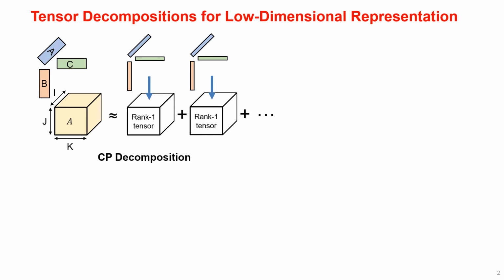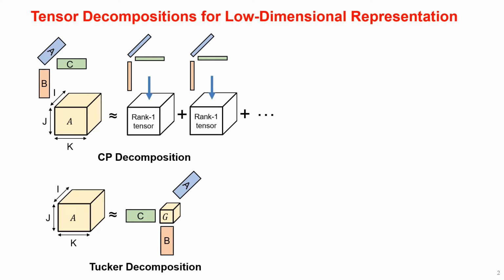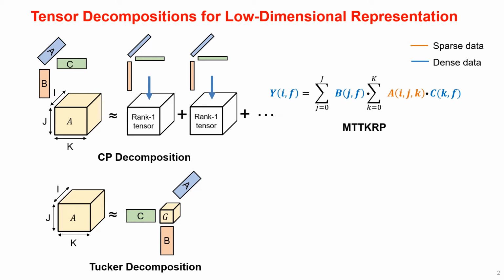Two most commonly used tensor decompositions are CP decomposition, which represents a tensor as a summation of rank 1 tensors, and Tucker decomposition, which represents a large tensor using some factor matrices and a core tensor. CP decomposition and Tucker decomposition primarily consist of MTTKRP and TTMC kernels. In MTTKRP, a sparse tensor is multiplied with two dense matrices to get a dense output matrix. And in TTMC, a sparse tensor is multiplied with two dense matrices to get a dense output tensor. Thus, MTTKRP and TTMC live at the heart of tensor decomposition algorithms.